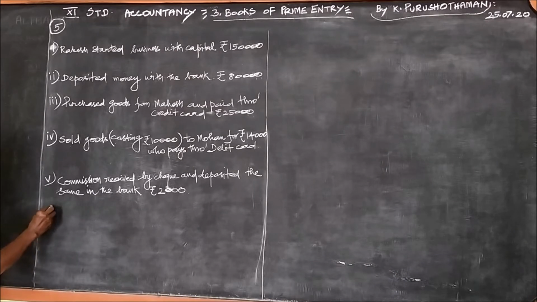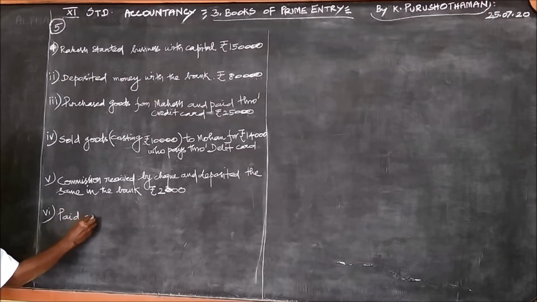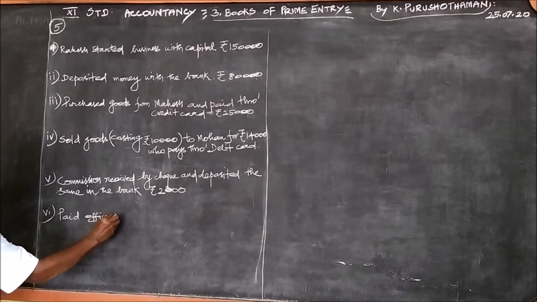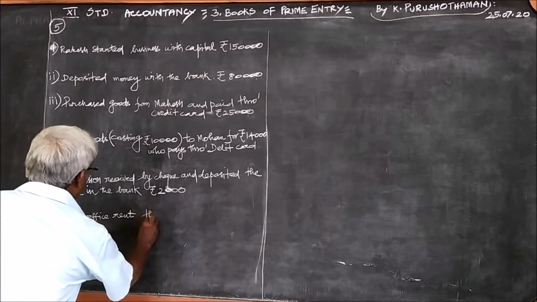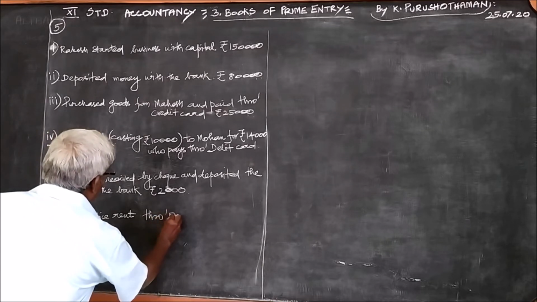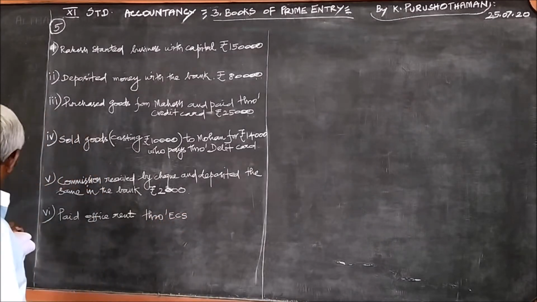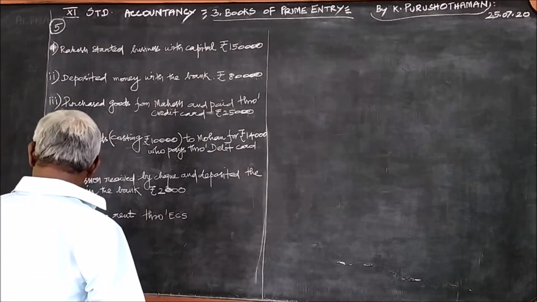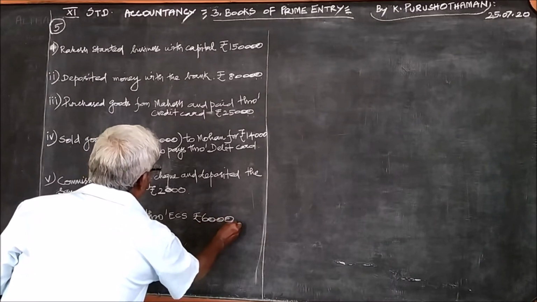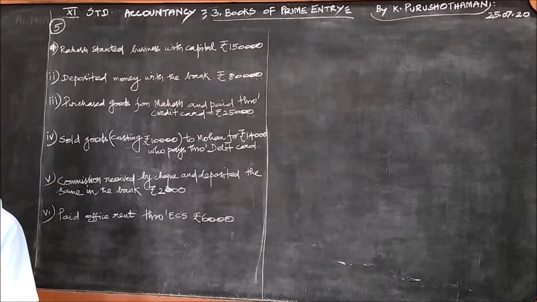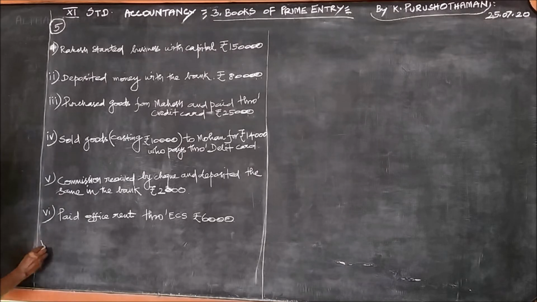6. Paid office rent through ECS, rupees 6,000. And the last transaction, 7.